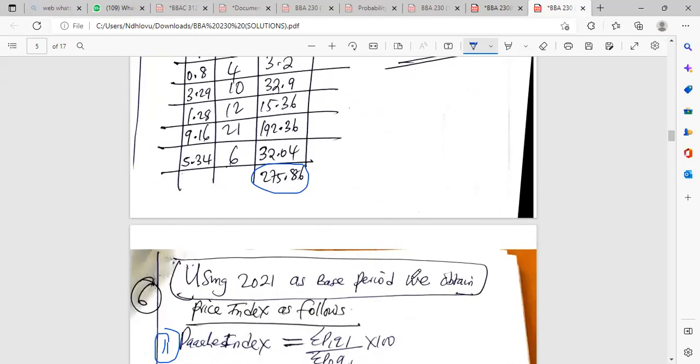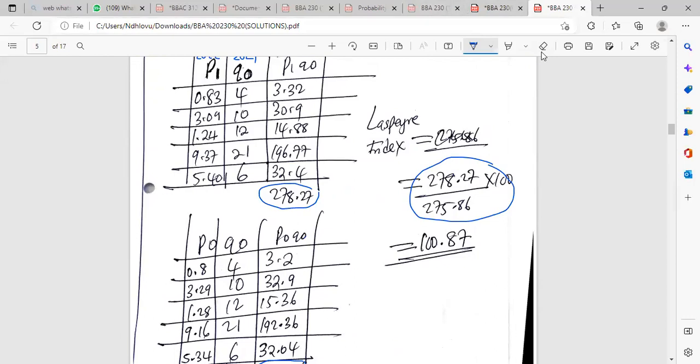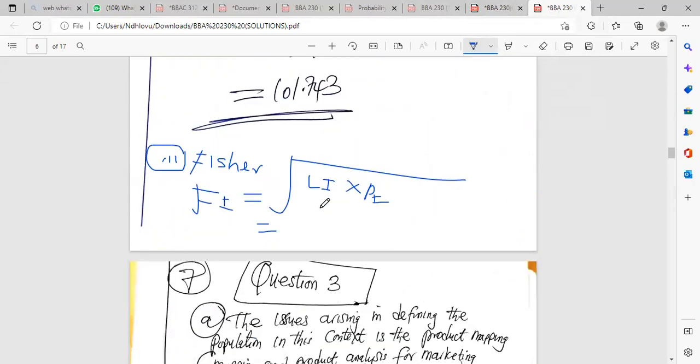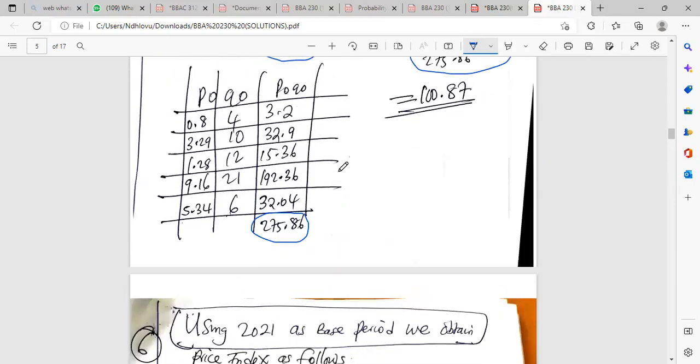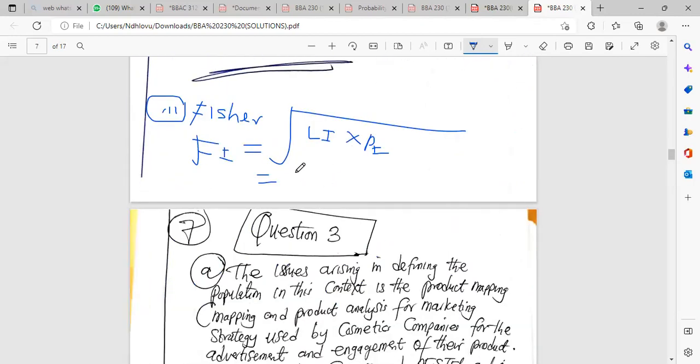Part B has already been answered in question 1, because we were using 2021 as a base. So we have already answered that question. So here we can find the Laspeyres index of 100.87. So we have 100.87, then multiplied by the other one, which is 101.743.